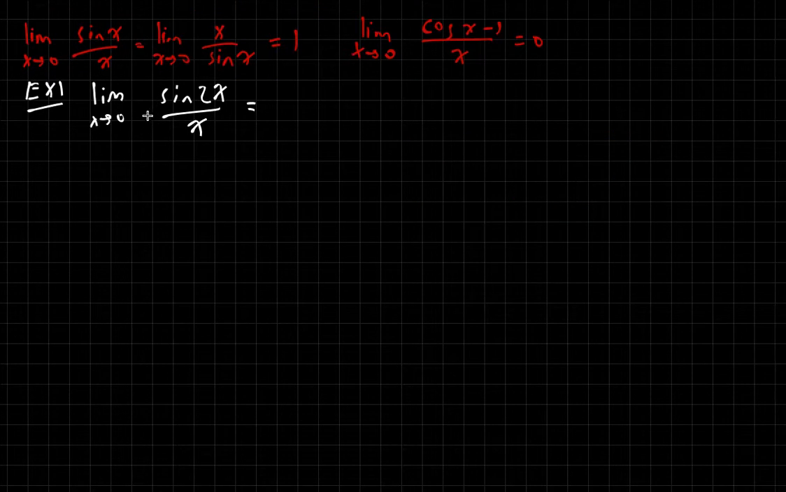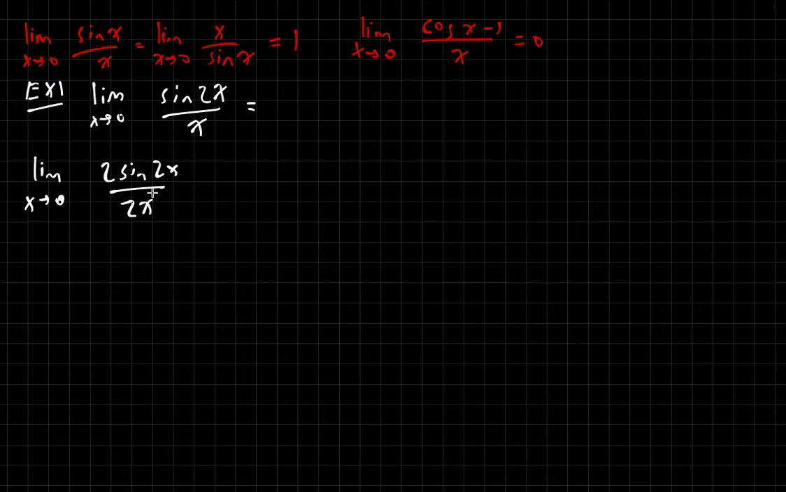The first one says the limit as x approaches 0 of sine of 2x over x. I notice that this has similar properties to this first formula, but not quite, because this is a 2x and this is an x. So I'm going to try my best to make these two the same. How would I do that? Well, I can simply multiply the top and the bottom by a 2.